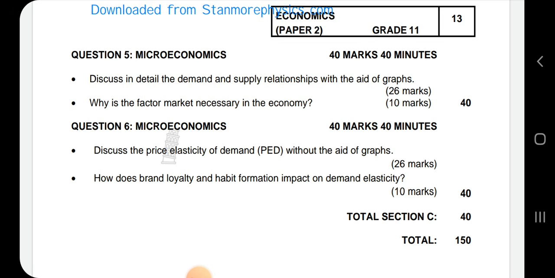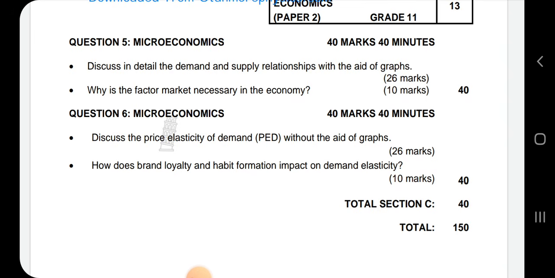Question 6 says, discuss the price elasticity of demand without the aid of graphs. So you're not going to use graphs here. You're just going to discuss price elasticity of demand in detail without including any graph for 26 marks. And then the additional part, how do brand loyalty and habit formation impact on demand elasticity? That is an additional part. Me looking at this, I will say the easiest additional part is in question 5 rather than in question 6. But again, it's 10 marks.